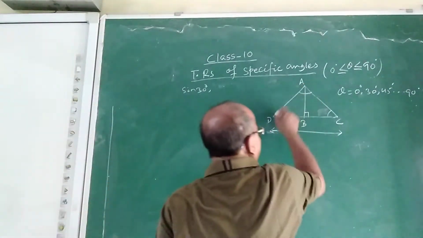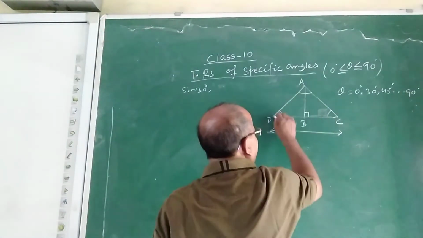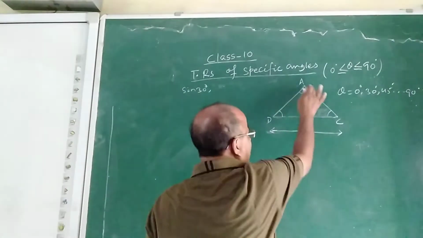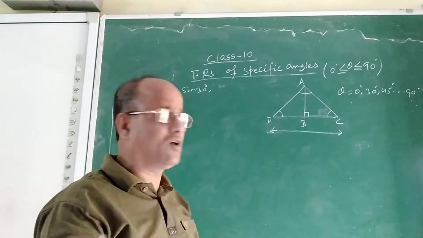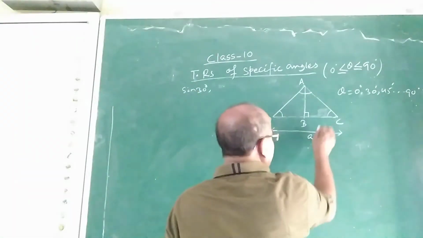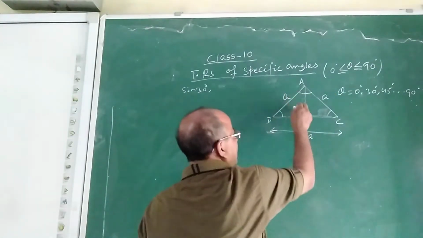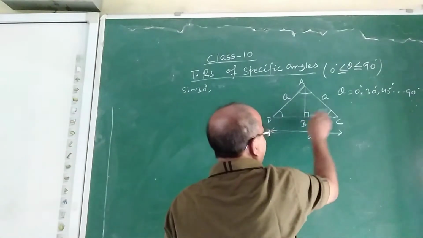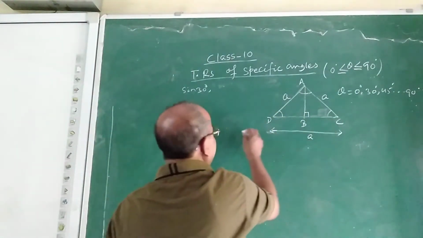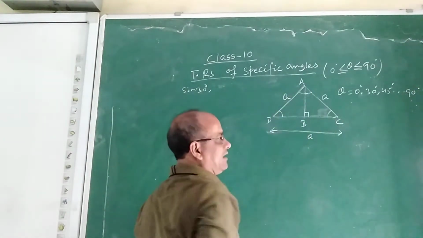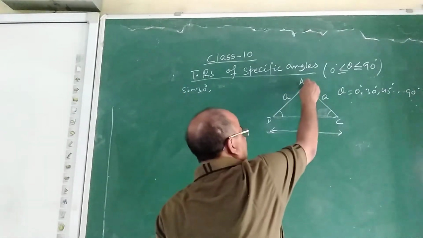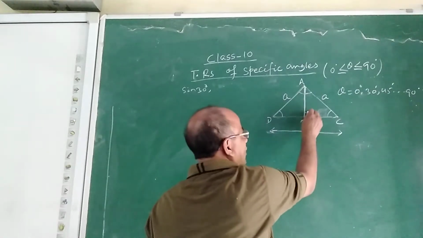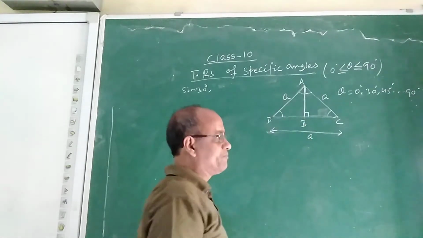Now for that, consider an equilateral triangle, suppose ABC. As you know, in an equilateral triangle all sides are equal. Suppose the length of each side is A. That means AB equals A, AC equals A, and BC equals A. Now draw a perpendicular. This is the altitude of the equilateral triangle. Draw AD perpendicular to BC.